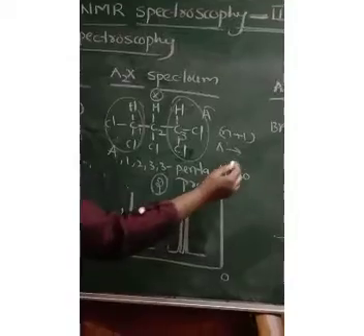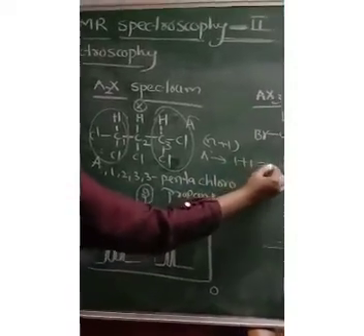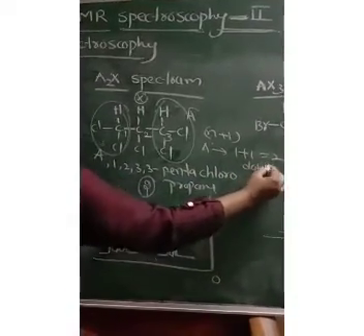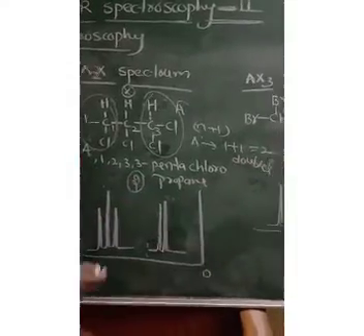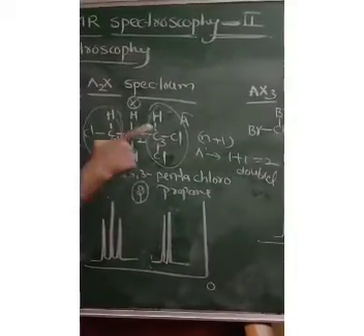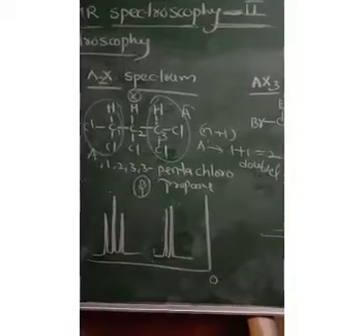So neighboring proton only one for A type of proton. For A type of proton, multiplicity is what? 1 plus 1 equals 2. 2 means what? That is a doublet. So A type of protons give a doublet in the proton NMR spectrum.